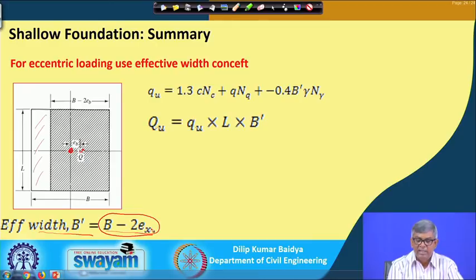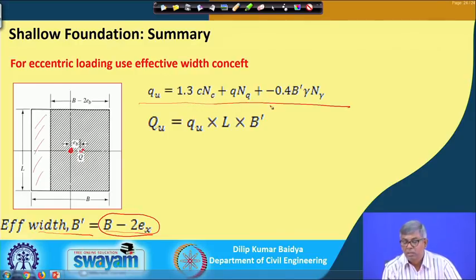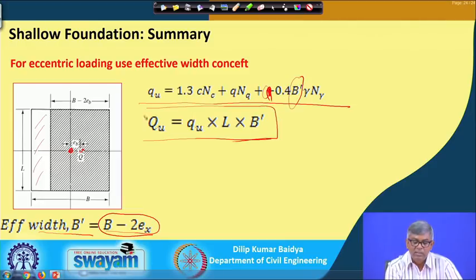Once you get this B dash, the same bearing capacity equation can be applied. Suppose it is a square footing: 1.3 c Nc plus q Nq plus 0.4 B dash gamma N gamma. Why B dash? The modified width has to be used, that is the only difference. And finally, to find the ultimate load on the footing, you multiply the ultimate bearing capacity q by the area of the footing.